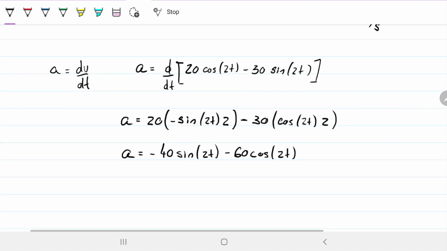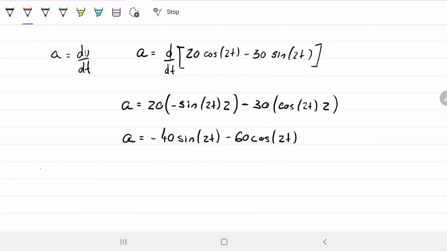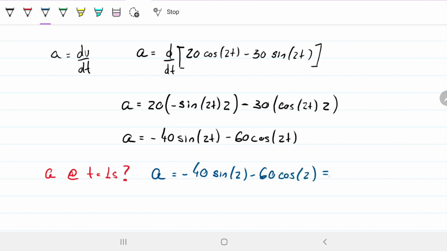Cool. And then last part for part A, what is the acceleration when the time is 1 second? So that's straightforward. Acceleration will be minus 40 sine of 2 minus 60 cosine of 2, again radians. It's going to give me negative 0.4 meters per second squared. Okay, so that does it for part A.